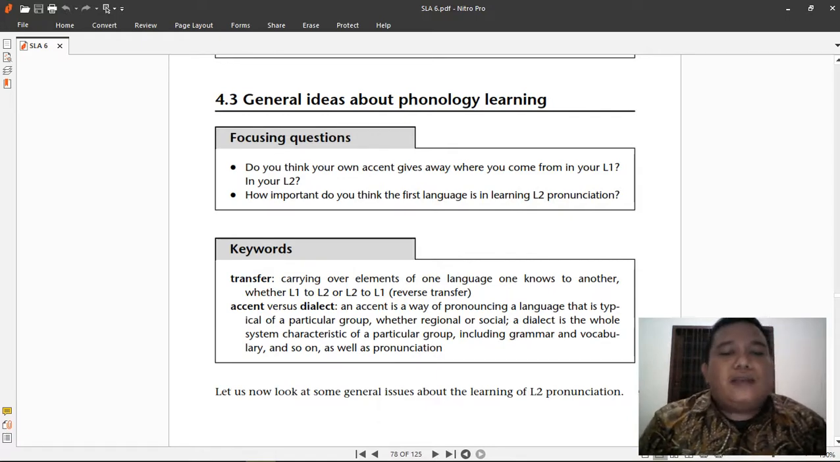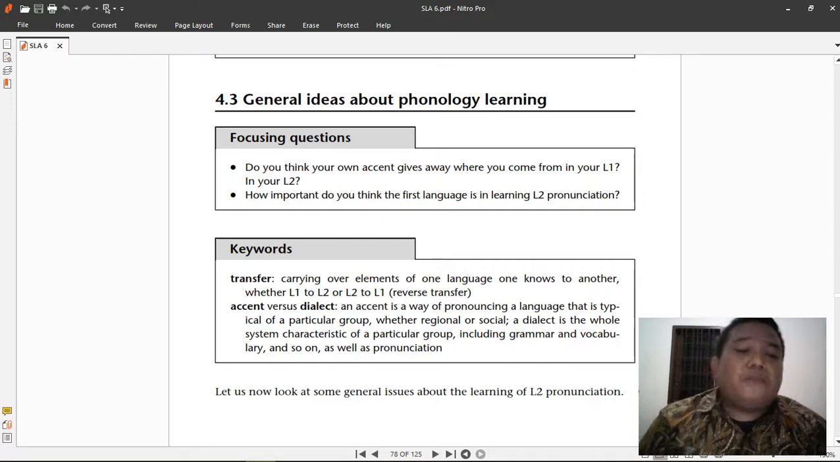And then here we have accent versus dialect. An accent is a way of pronouncing a language that is typical of a particular group, whether regional or social. A dialect is the whole system characteristic of a particular group, including grammar and vocabulary and so on, as well as pronunciation. So there is a difference between accent and dialect.